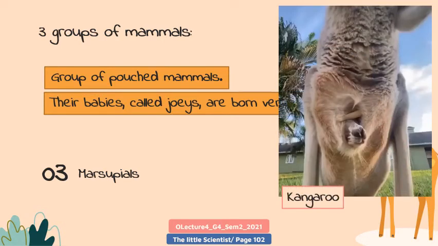Look at this kangaroo. The kangaroo is a pouched, warm-blooded mammal. Its young kangaroo, or the joey, is born alive, but it is immature.